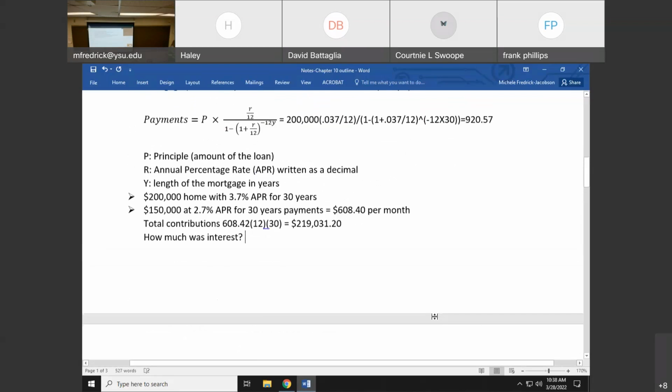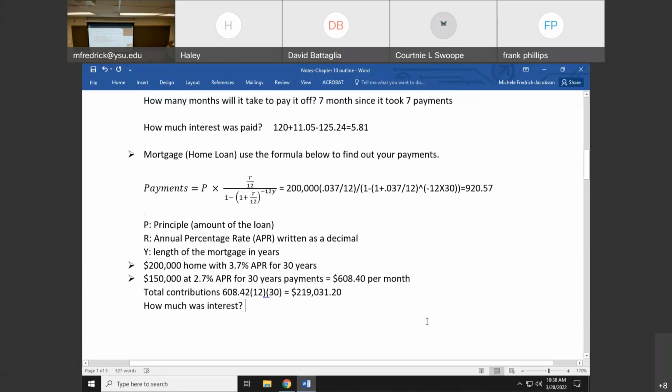How much do we pay in interest? So we subtract the 150,000? Yeah. Oh, that's right. That was the second house. I mean, the first house. We're doing the second one. So for this house, the second one, the 219,000, that was from the $150,000 home. So to find the amount of interest, you take what you paid and subtract your loan.